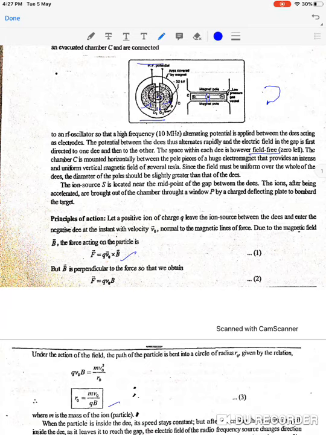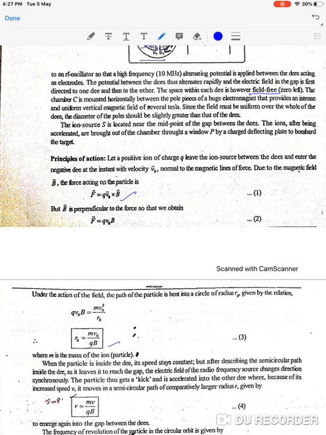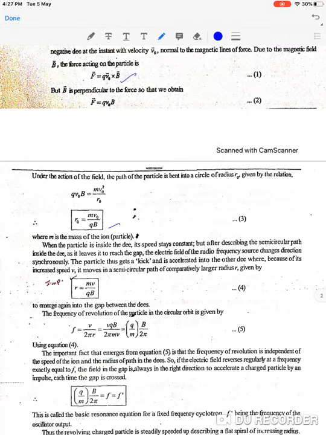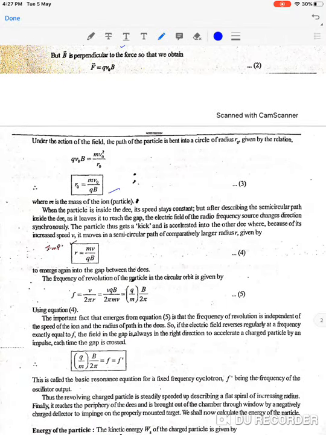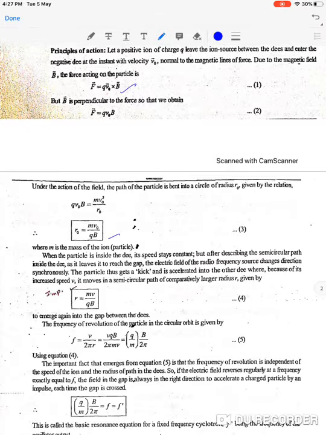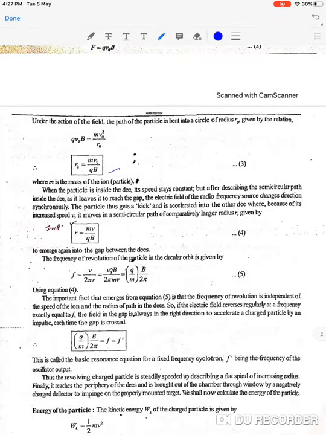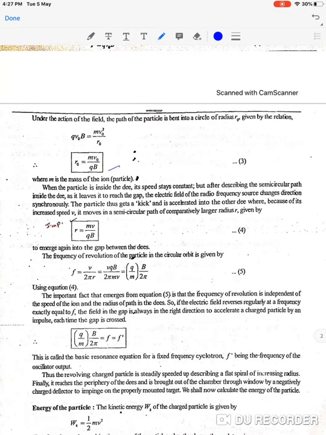It accelerates the particle, it kicks the particle out of this D, and the electric field in this gap changes because of this alternating electric field setup. So when this electric field changes with a certain frequency, then when this particle is about to leave the D, it gets a kick and is accelerated into the other D.